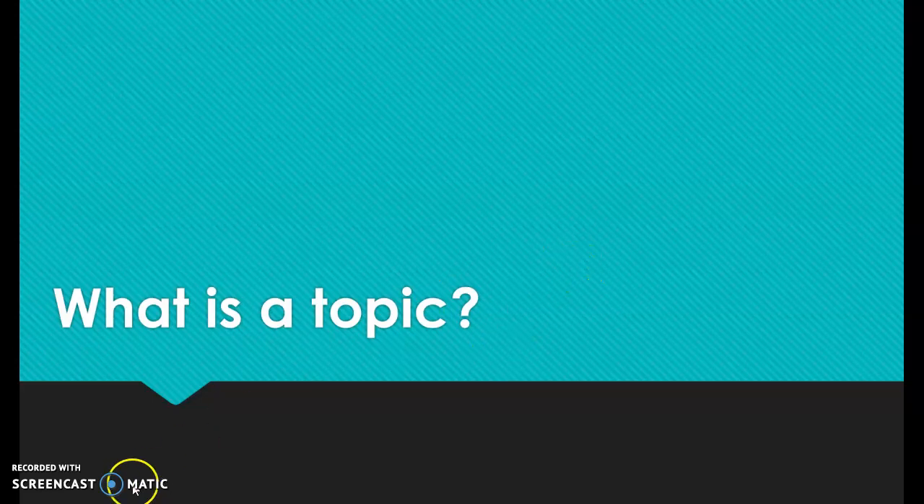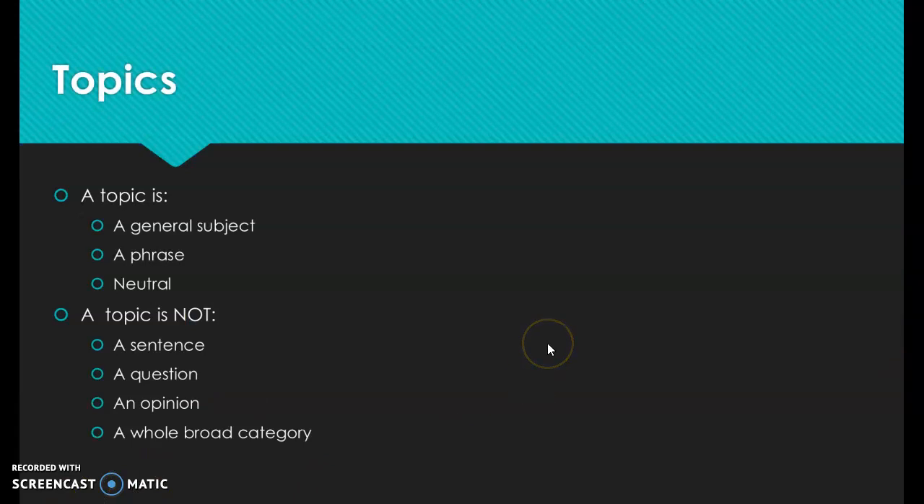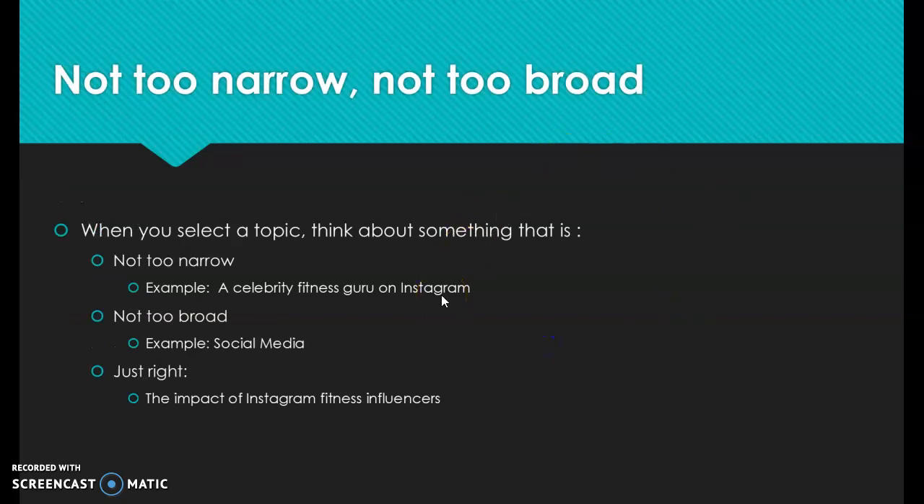Here's what we're looking for. A topic is a general subject. It's going to be a phrase. It will be neutral, meaning that a topic is not a sentence, it's not a question, it doesn't offer up your opinion, and it's not a whole enormous broad category. So when I ask for a topic, give me a phrase. When you select a topic, you want to give a phrase that's not too narrow, not too broad, and that aims to be just right.